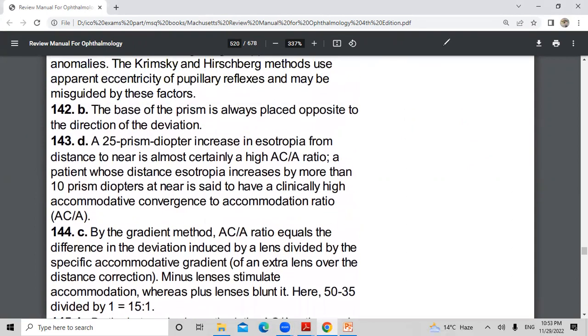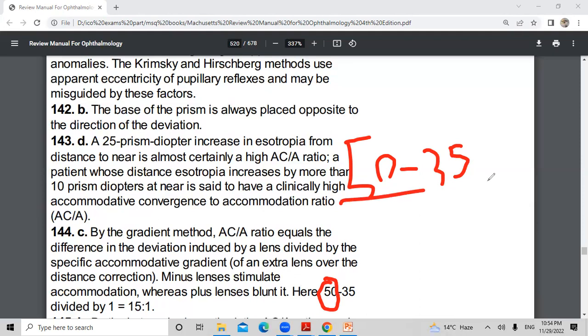Now the second one, the gradient method, when we use lenses or glasses. Read it. By the gradient method, ACA ratio equals the difference in the deviation induced by a lens divided by the specific accommodative gradient of an extra lens over distance correction. Minus lenses stimulate accommodation, whereas plus lenses blunt it. Here it is 50 minus 35 divided by 1. In an easy way, here you give 1 diopter, and it makes it 50 prism diopter at near. So the 50 prism diopter with the lens at near minus the 35 prism diopter at 20 centimeter, and you divide it by 1. This is the power of the lens that you use. If you use a plus 2, you will divide it by 2. So here it will equal 15 over 1.